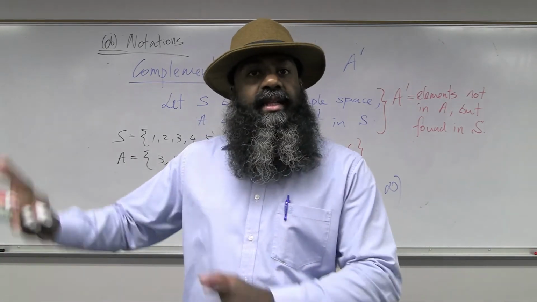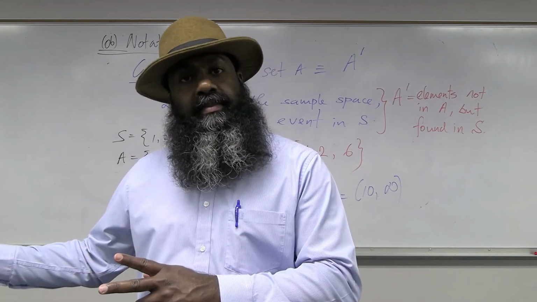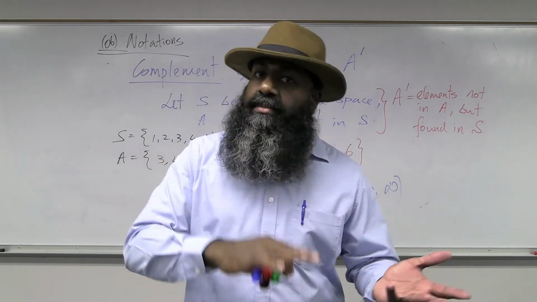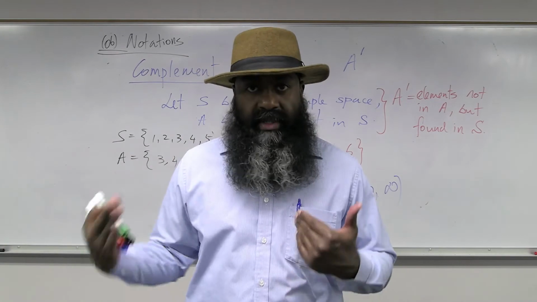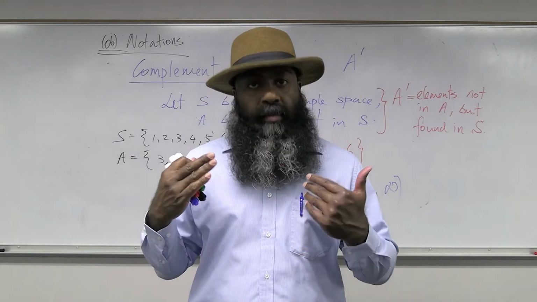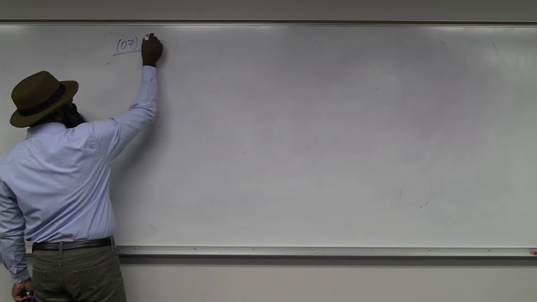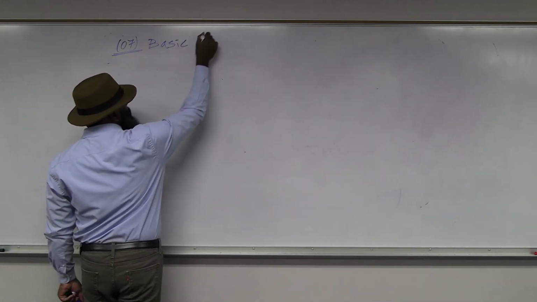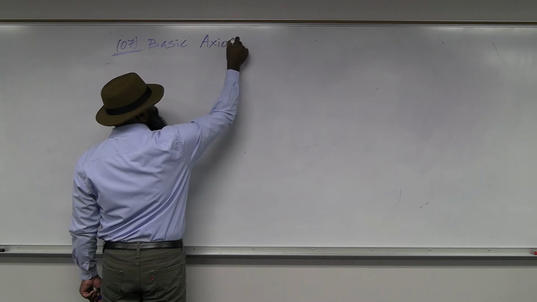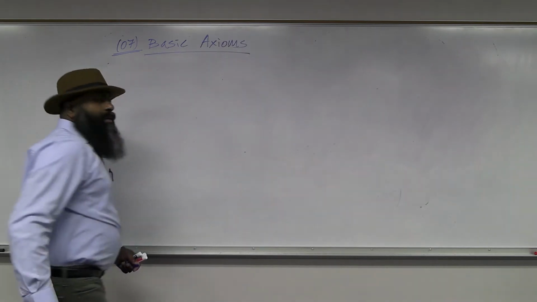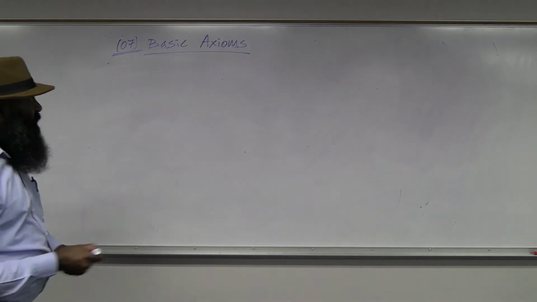On the other hand, the theorems have proofs. So in this section, we will see both axioms and theorems. First, we will see basic axioms of probability under point number 7. Okay, so here's the first basic axiom.